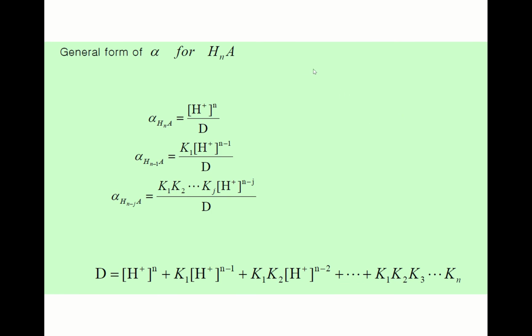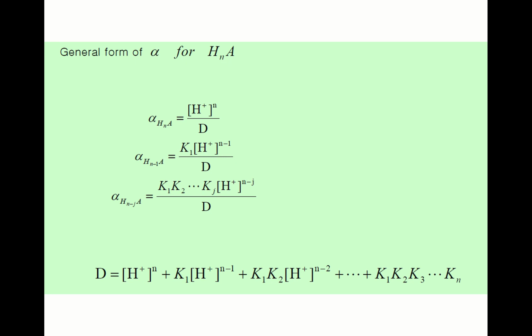Here, let's derive the general formula for alpha for a polyprotic acid. From our equations, we can write alpha for HnA as the proton concentration to the n, divided by D. D is given by this one. This is rather complicated, but it is quite systematic. Actually, n is not arbitrary; n is 3, maybe 4. That's the highest one.